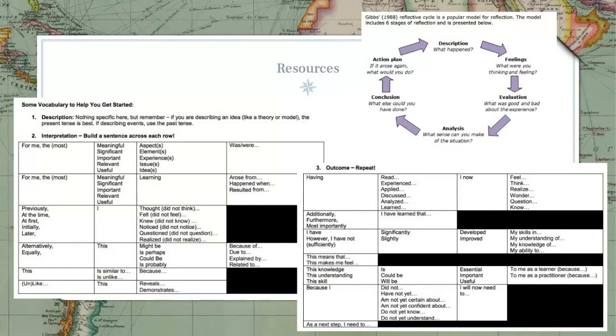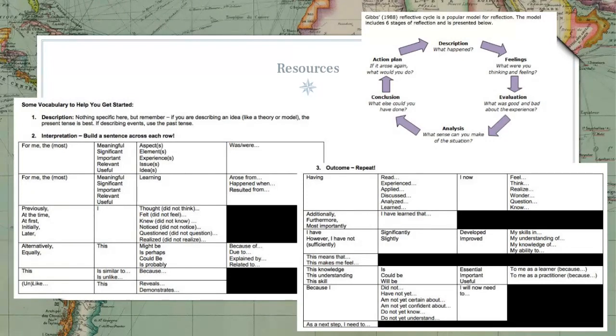This is one that I really use a lot, it gives students a lot of structure. So this is really helpful as they're starting to think about reflective writing. It walks them through how to put together their sentences. So it'll give you the first part of the sentence, and you fill in the details about your experience and sort of answer the questions. So they can choose to talk about, for me, the most meaningful learning happened when, blank, fill in the blank. So it walks students through that process.